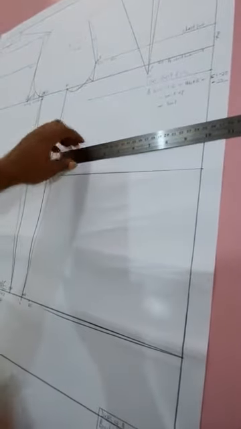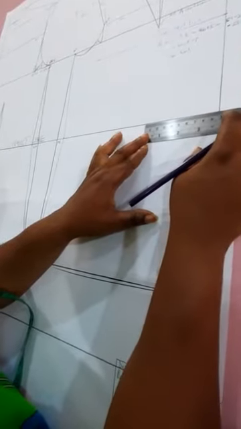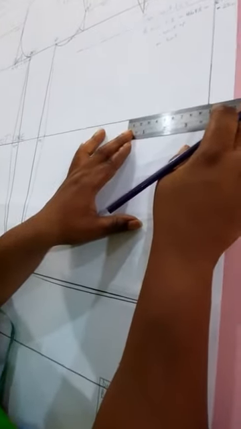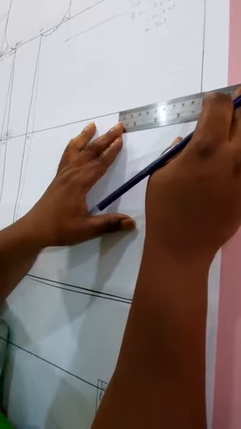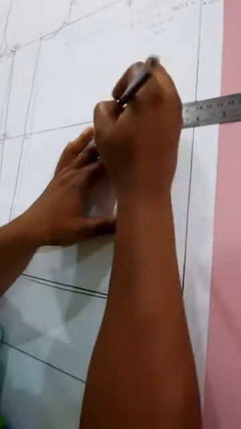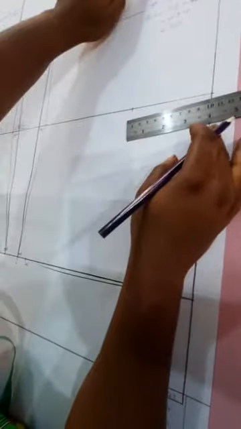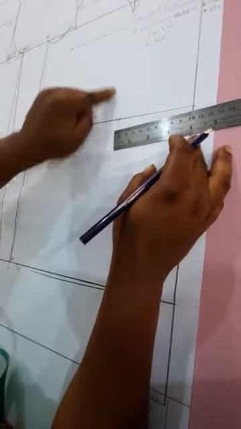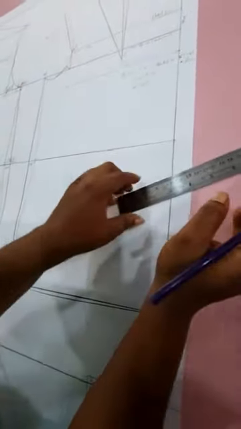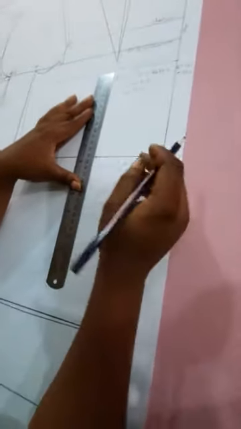Okay, now for the waist dart, we are using 9.5 because the quarter chest measurement is actually 38 and is the same point at which we drew the dart. So it's the same line, okay? Always remember that.